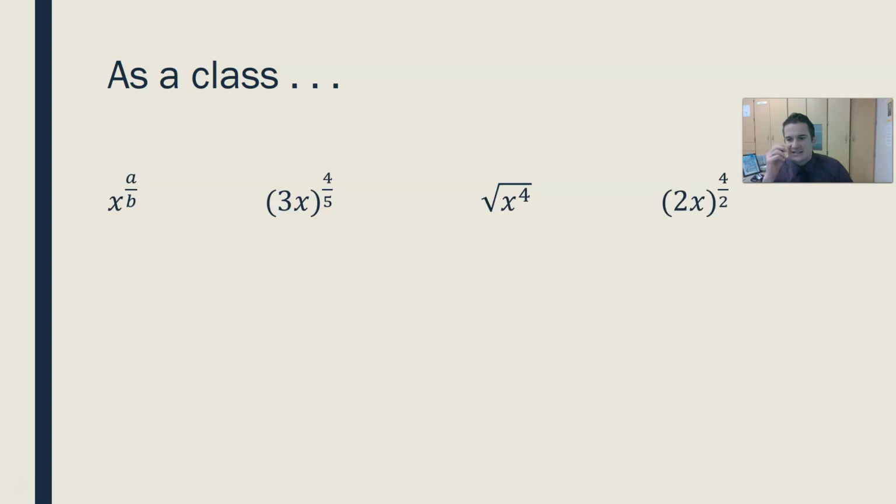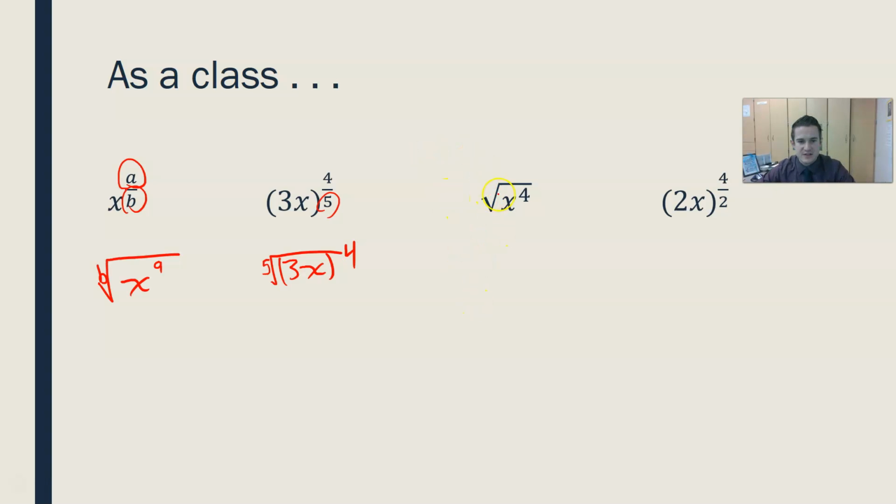Okay, so as a class, let's take a look at this. If I have x to the a over b power, that's going to be the same as a radical or a root, where the bottom goes in the root and the top goes in the exponent. So this is the same as the b root of x to the power of a. 3x to the 4/5, that's going to be the same as the fifth root, because the bottom becomes the root. The fifth root of 3x to the 4th.